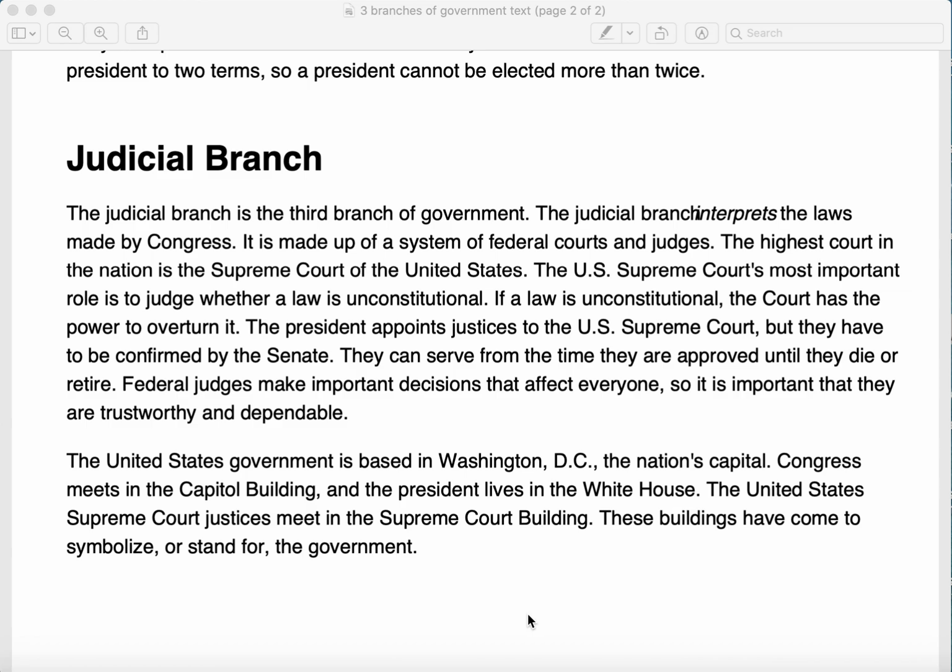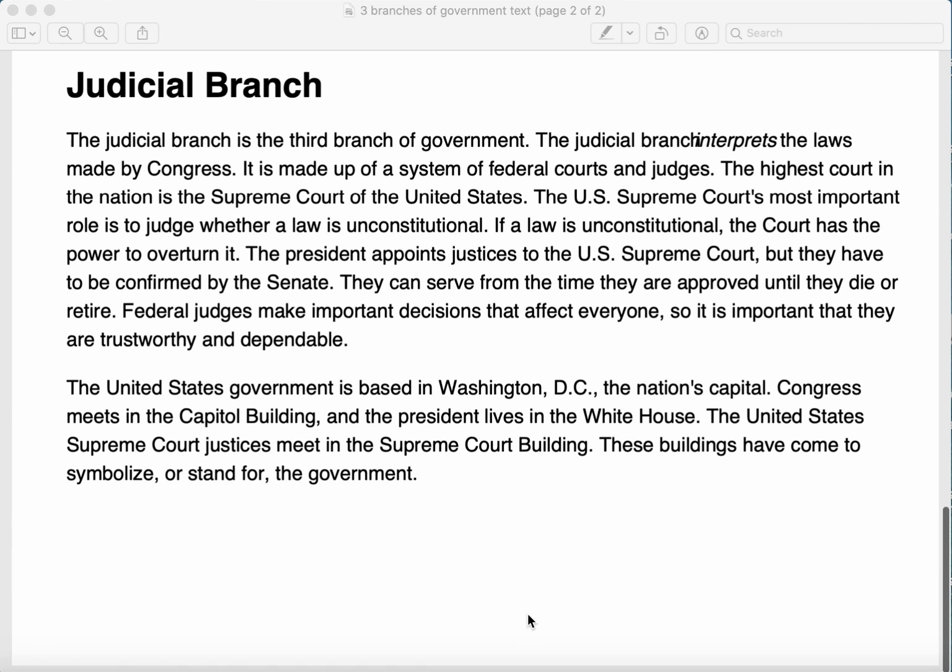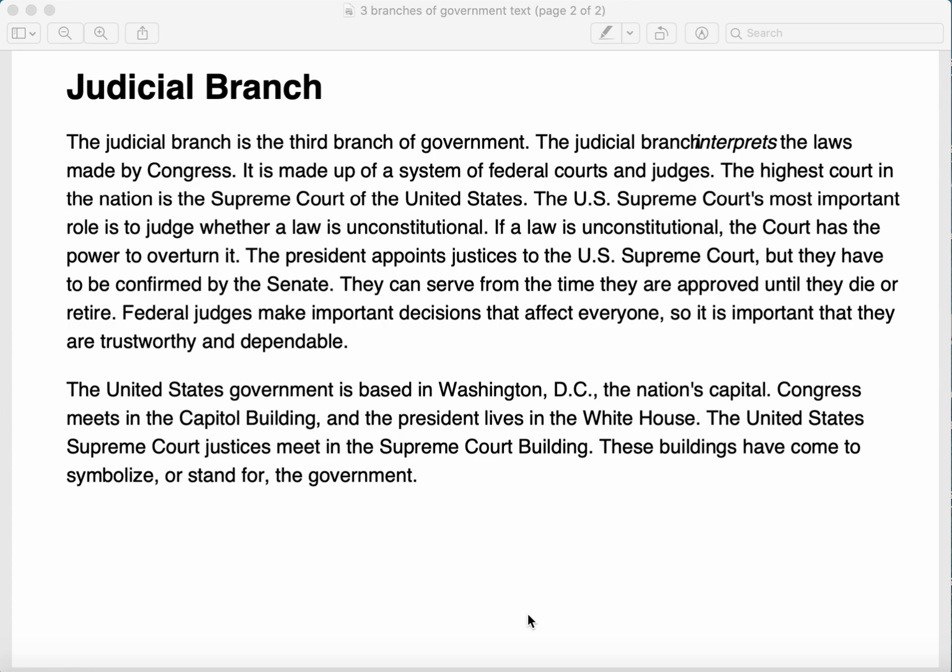The United States government is based in Washington, D.C., the nation's capital. Congress meets in the Capitol building, and the President lives in the White House. The United States Supreme Court justices meet in the Supreme Court building. These buildings have come to symbolize or stand for the government.